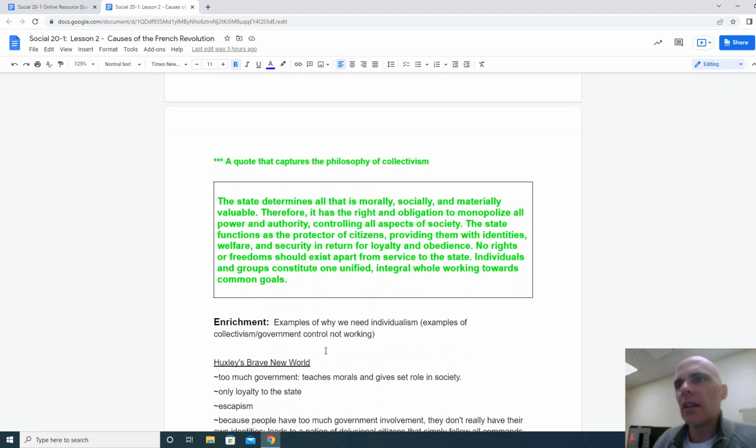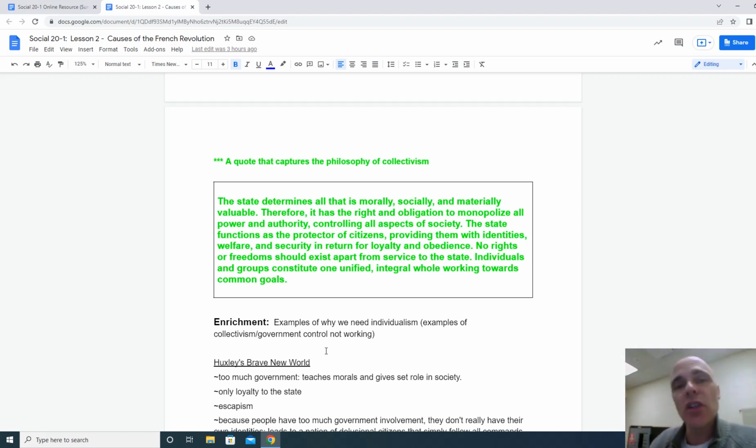Here's a quote that further illustrates the conflict between individualism and collectivism. The state determines all that is morally, socially, and materially valuable. Therefore, it has the right and obligation to monopolize all power and all authority, controlling all aspects of society. The state functions as the protector of citizens, providing them with identities, welfare, security, in return for loyalty and obedience. No rights or freedoms should exist apart from the state or from service to the state. Individuals and groups constitute one unified, integral whole, working towards common goals.